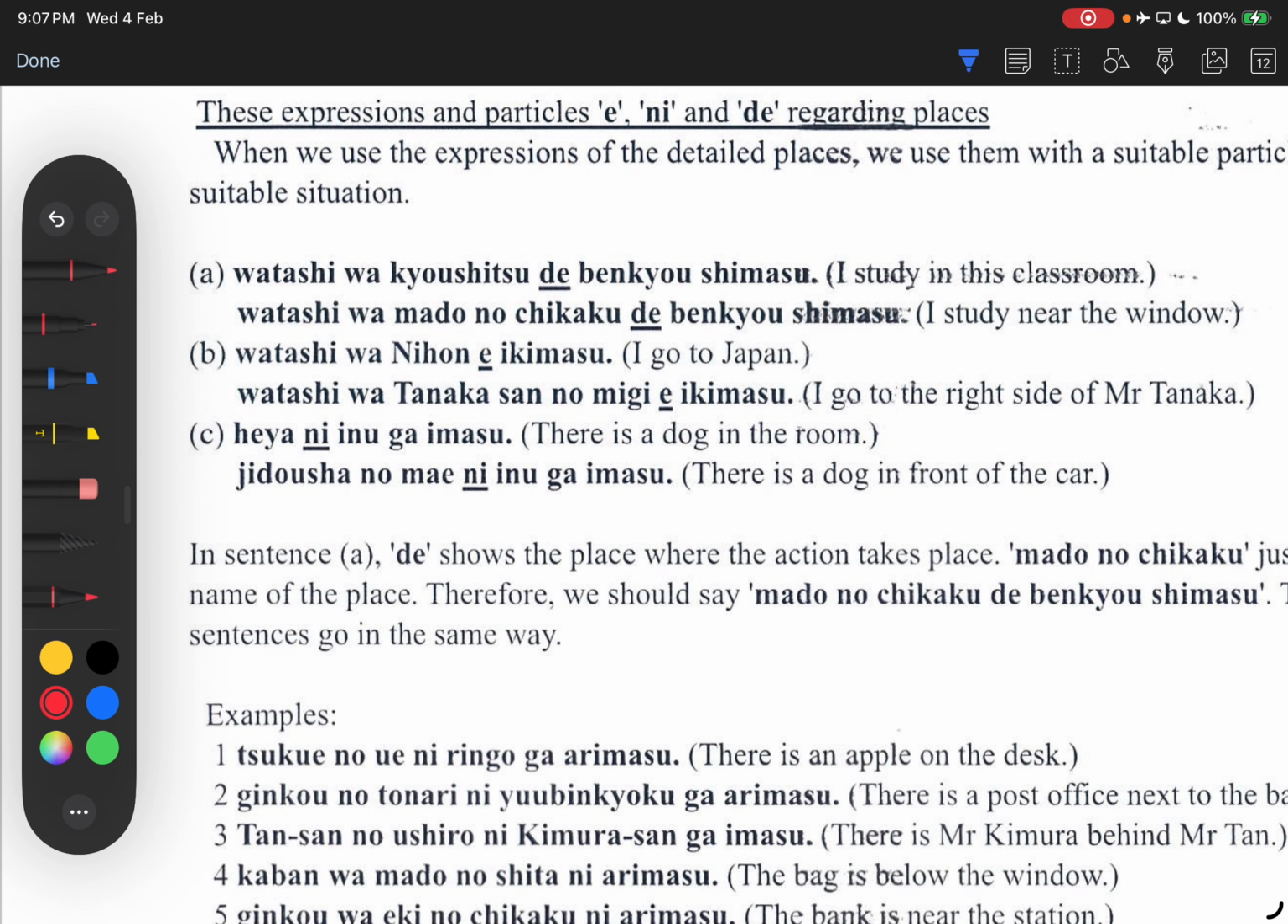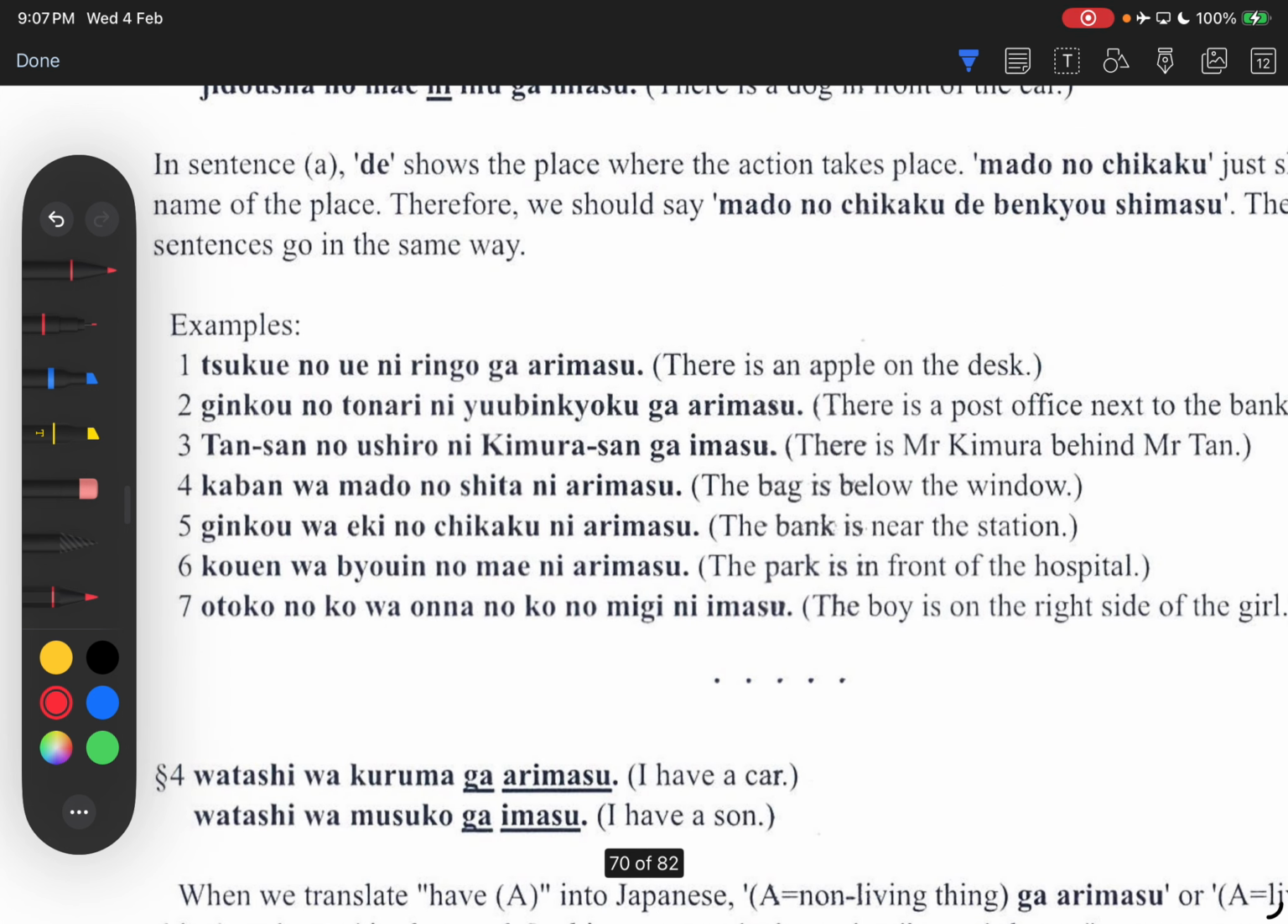Okay? So we look at example 1. 机の上にリンゴがあります. So 机の上, table above, right? So above the table, リンゴがあります. So got apple. Right? So the position is 机の上. The ni just tells us where's the position.